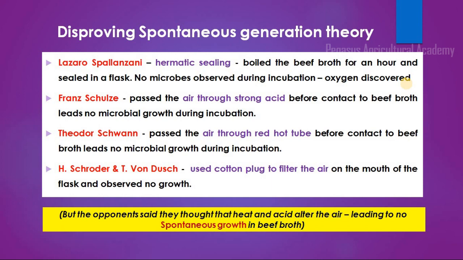Okay, so next, Schroeder and Dusch used a cotton plug to filter the air. Instead of using the strong acid or red hot tube, he closed the mouth of the flask with cotton, so that the air entering the flask is completely sterilized and there is no growth of microorganisms. What happens is, whenever they started disproving the theory, the supporters of spontaneous generation suggested a new thing. They said that after passing through a strong acid or chemicals, the life forming material present in the air is killed, so that is the reason there is no growth of microorganisms.